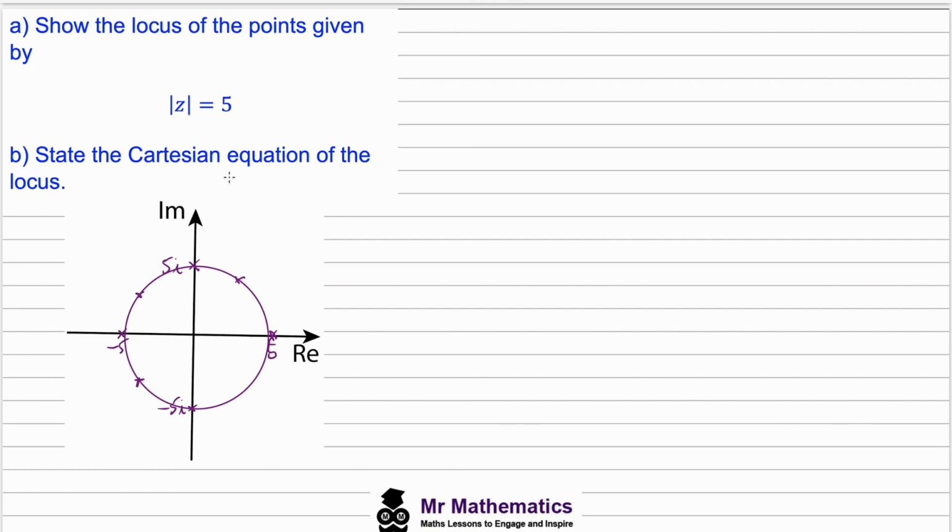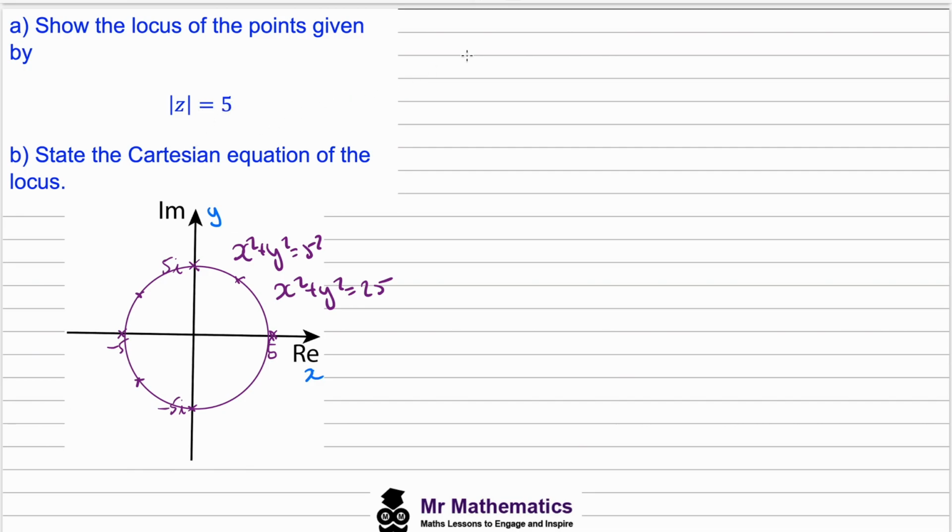To write the Cartesian equation, well, if we think about the imaginary axis being the y-axis, and the real axis being the x-axis, well, then we know the equation of this circle. This would be x squared plus y squared is equal to 5 squared. We can work out this 5 squared, so the equation would be x squared plus y squared equals 25. So this would be the Cartesian equation of the magnitude of z equaling 5.